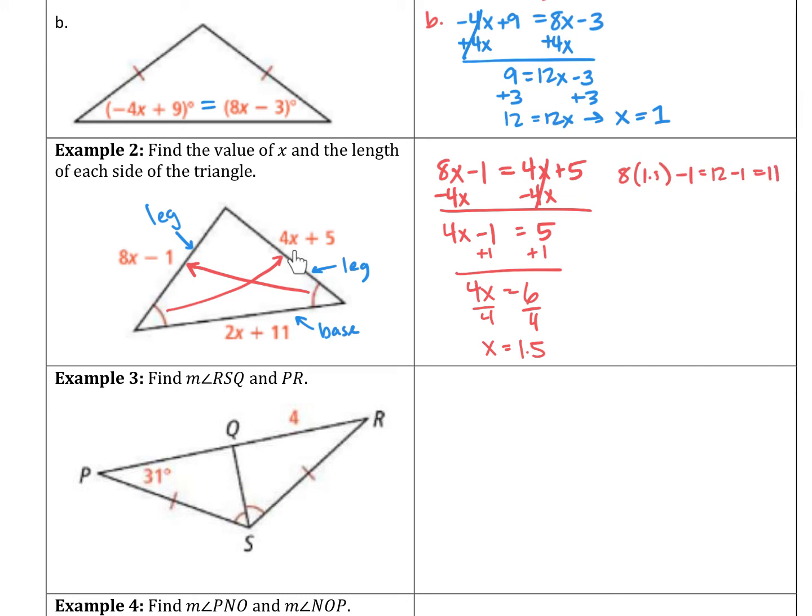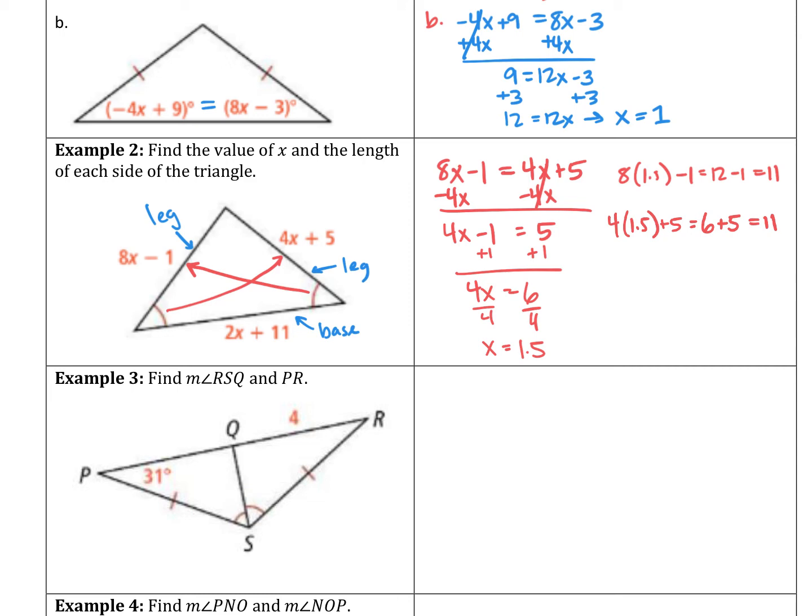Now theoretically, I should get the same thing when I plug in x here, right? Because I already assumed that these legs are going to be congruent. If I don't get the same thing when I plug in 1.5 here, that would definitely tell me that I did something wrong to get that value. But let's go ahead and see what happens. So I'm going to say 4 times 1.5 plus 5. 4 times 1.5 is 6. 6 plus 5 is 11. Okay, so that makes sense. I got two 11s for the legs.